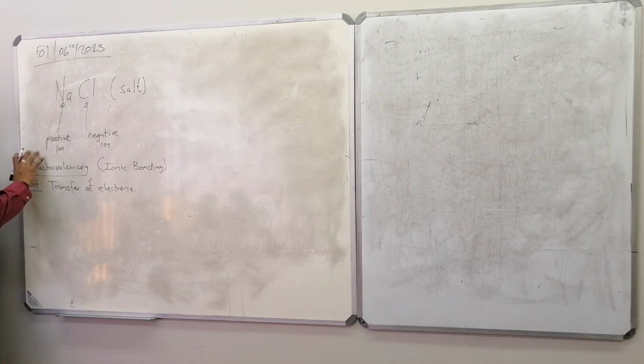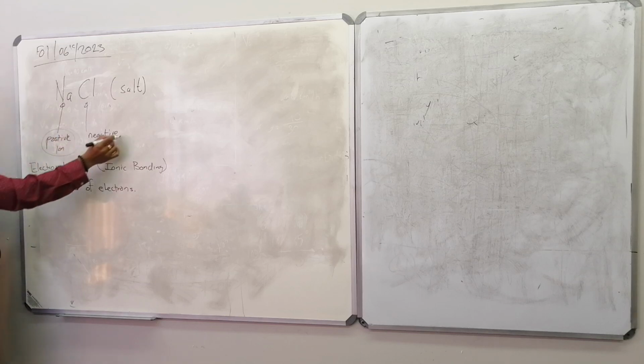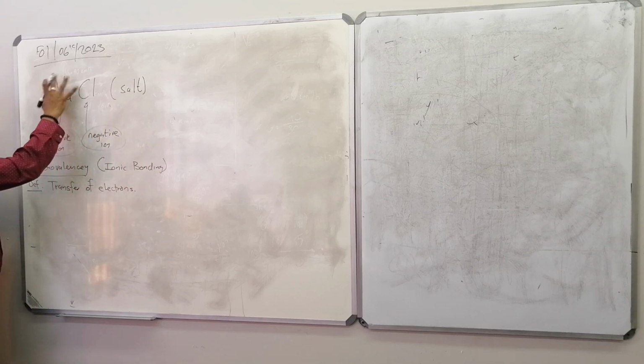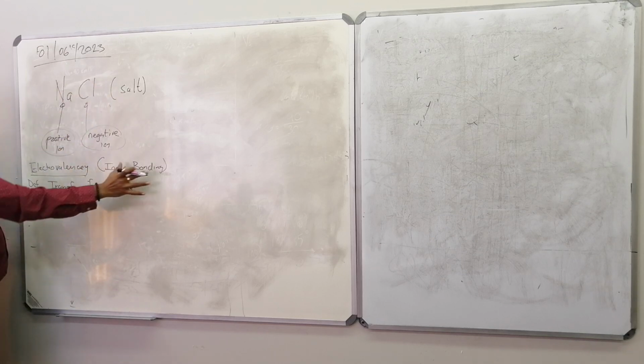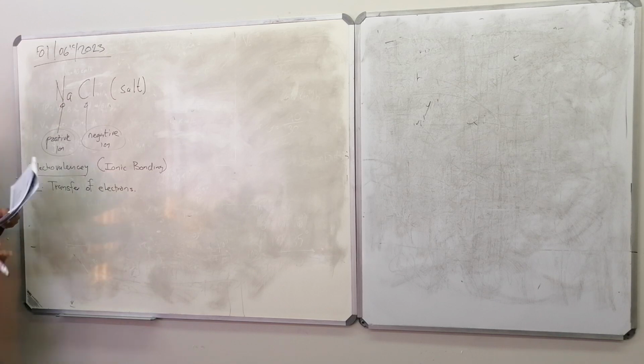Right, so in terms of the salt, the sodium chloride compound, we've got a positive and a negative ion. So when we have a positive and negative coming together, this is an example of an electrovalent or an ionic bond, right? And then there's some theory at the bottom there, at the bottom of page 7.